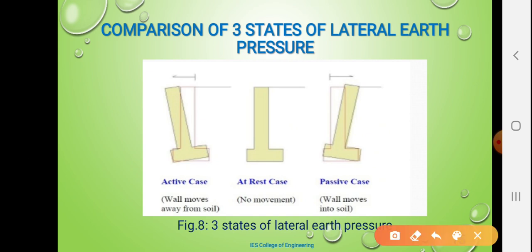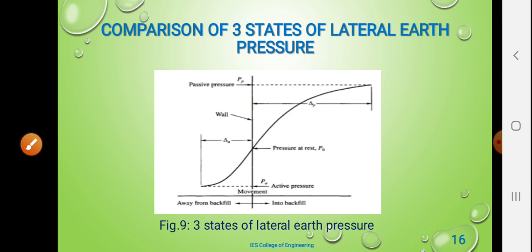First one is the active case, that means the wall is moving away from the soil. Second one is the at rest case, there is no wall movement. And third one is the passive case, that means the wall is moving towards the soil. Then these are the three states of lateral earth pressure.